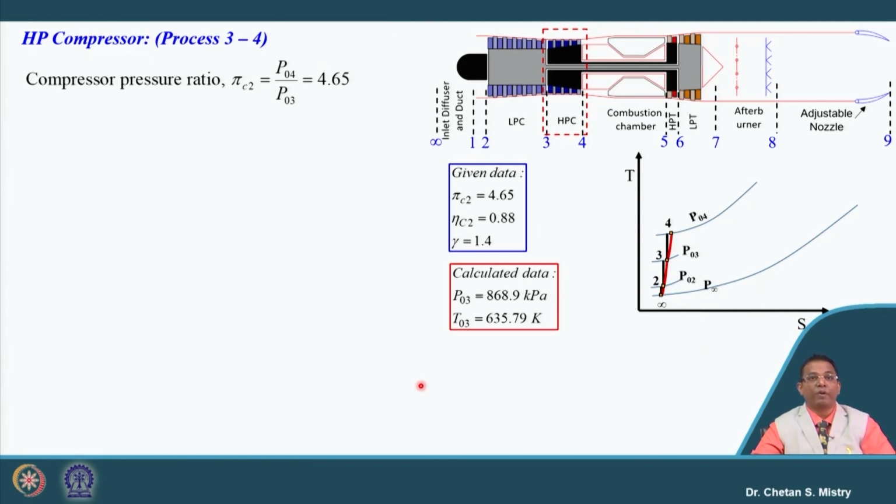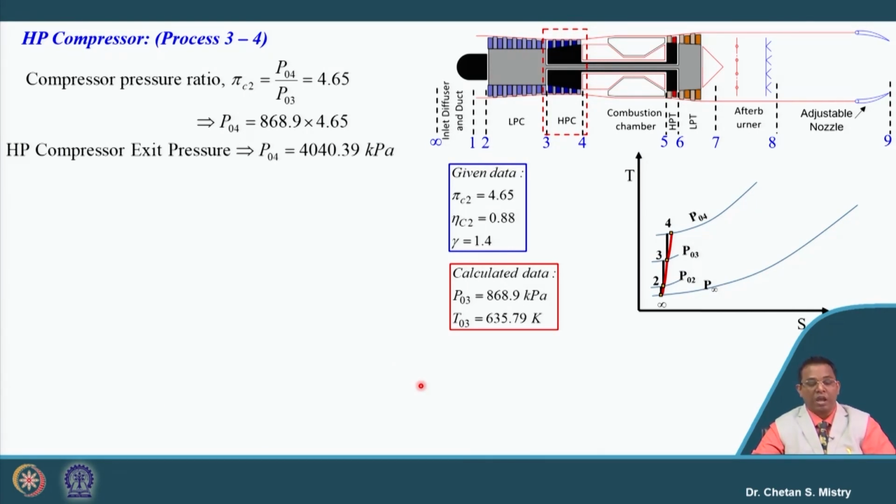Similarly, we can do our calculation for exit temperature and exit pressure from the HP compressor. Here in this case the pressure ratio is given as 4.65. So for that case, if we put the exit pressure calculated from the LP compressor, we will calculate the exit pressure from the HP compressor, and that is coming 4040.39 kilopascal.